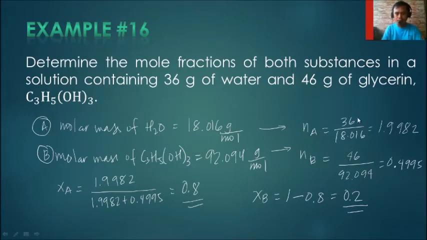For water, we just divide 36 by 18.016, so you will have 1.9982. And for glycerin, we divide 46 by 92.094, so you will get 0.4995. And then, to get the mole fraction of water first, we divide its mole, 1.99, by the sum of the two moles that we obtained, and you will obtain 0.8.